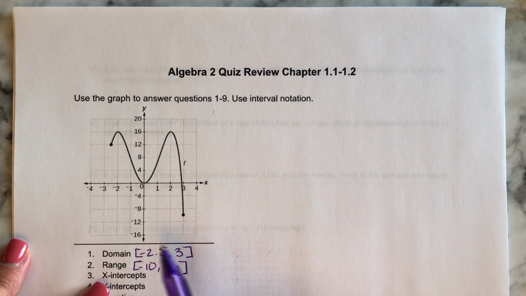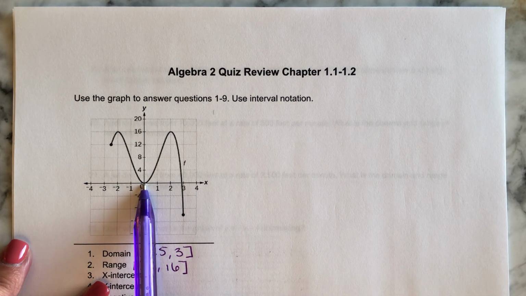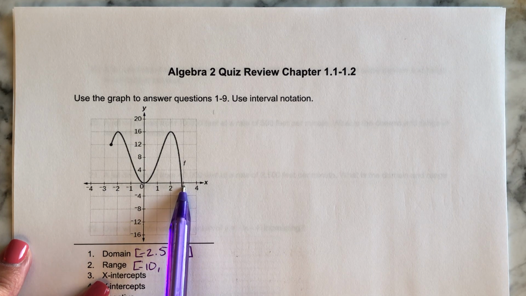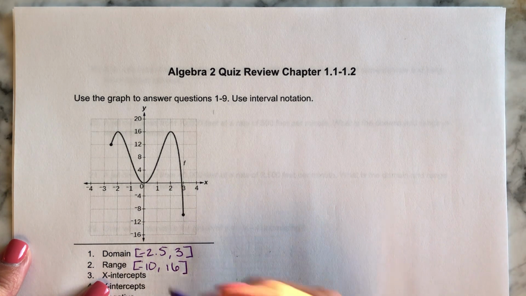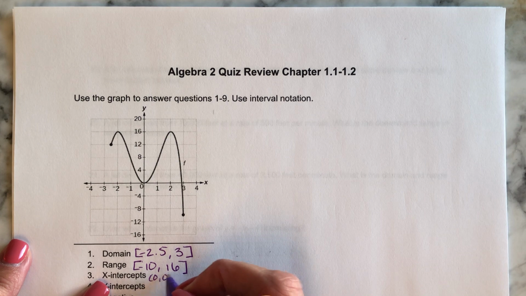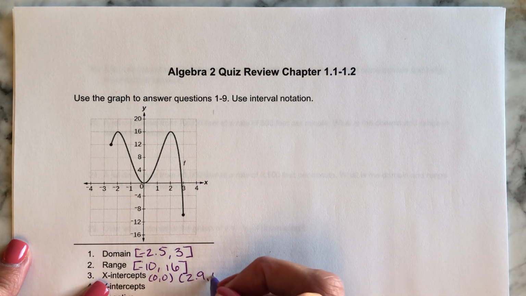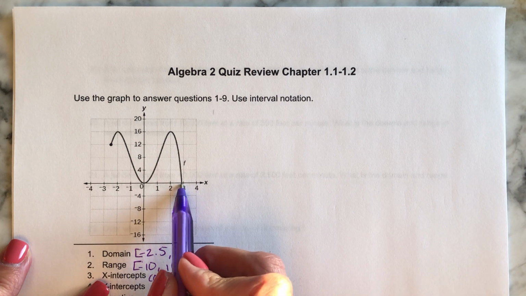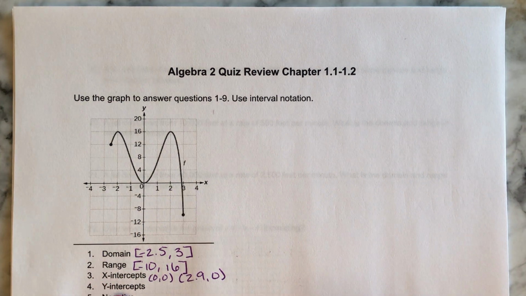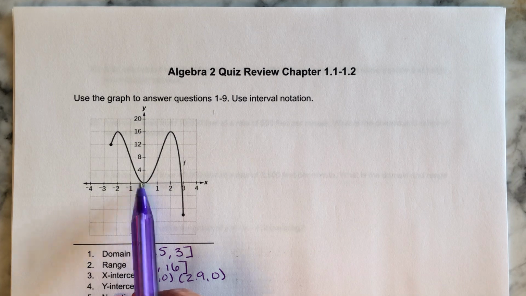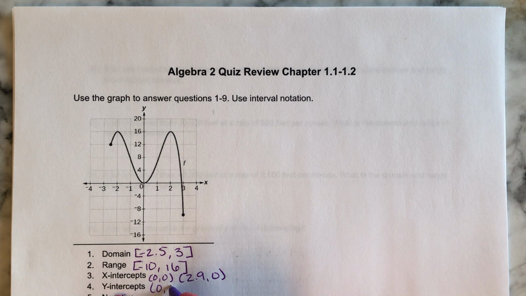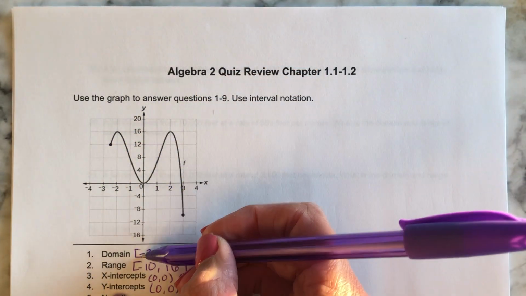X-intercepts is where the graph crosses the x-axis, so that's at the point 0, 0. And then just before 3, so let's call that 2.9. It's right there, just before 3. Okay, y-intercepts, there's only one, it's at 0, 0. That's where it's crossing the y-axis.